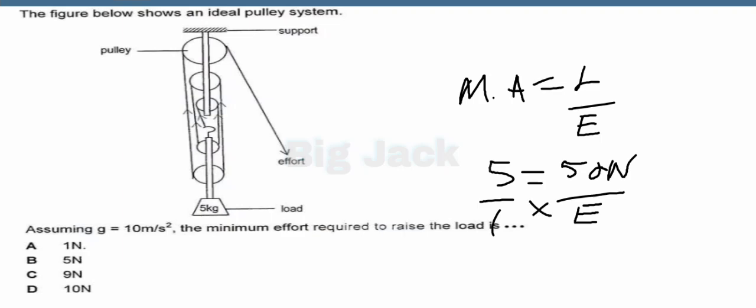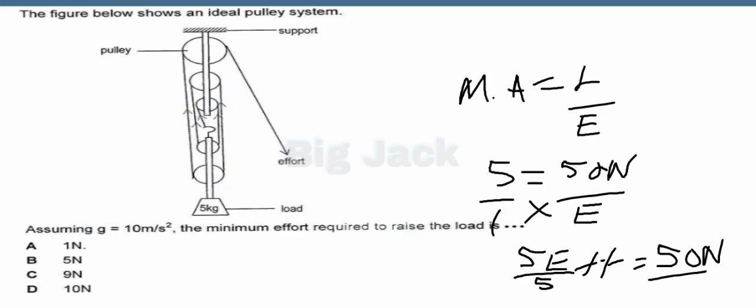So here I can multiply. E, which is the effort, multiplied by 5, we are going to get 5E, being equal to 1 multiplied by 50 newtons, we are going to get 50 newtons. When I divide both sides by 5, the effort, which is E, is going to be equal to 50 newtons divided by 5, we are going to get 10 newtons. So our answer here is just going to be D. So that was the last one.